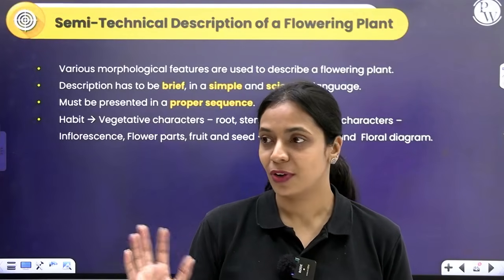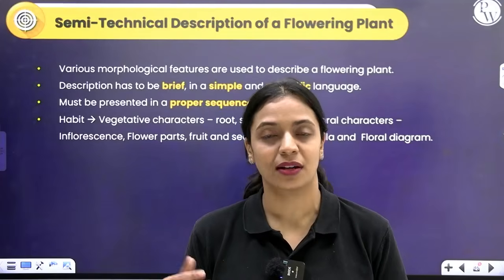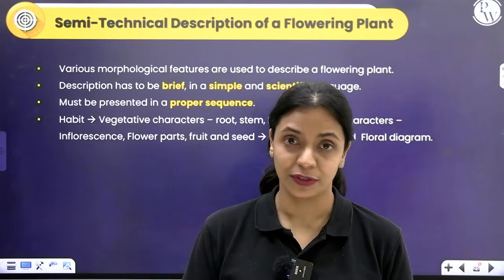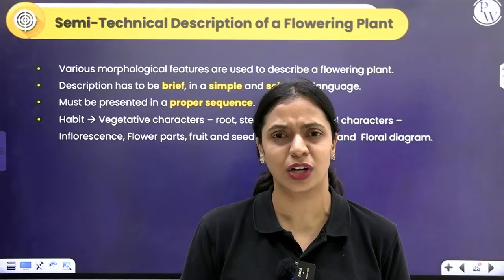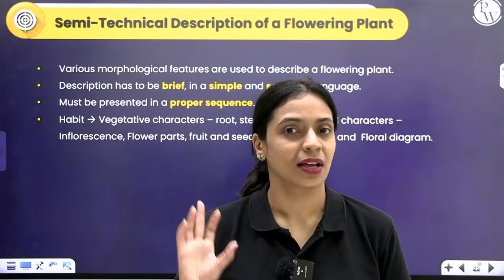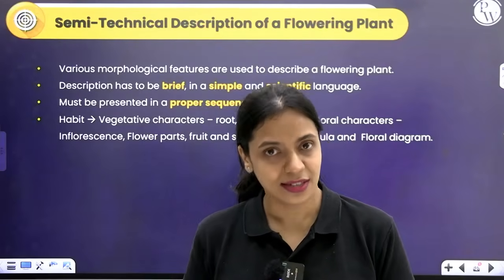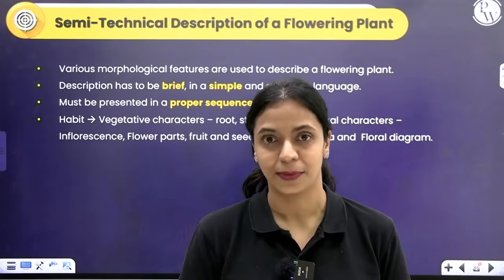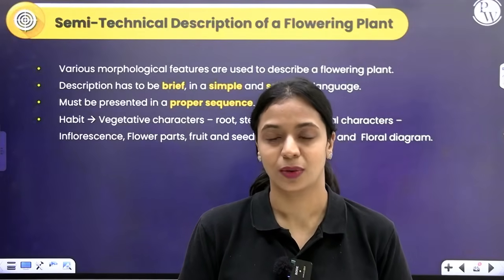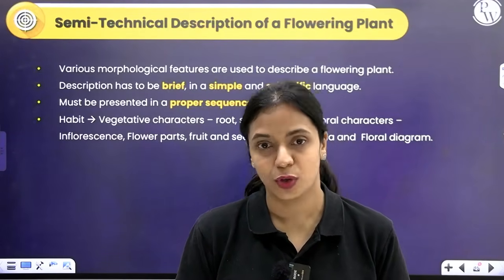You cannot say the flowers are pink in color, the petals are fused, the petals are free. Instead of that, we've learnt a lot of terms up until this point, right? We've learnt about monoadelphous, polyadelphous, polypetalous, gamosepalous, different terms, tetradynamous, didynamous. By using these terms, how can you describe a plant semi-technically? So that is what we will have to learn, okay? And after this, we will learn about floral formula and floral diagram.